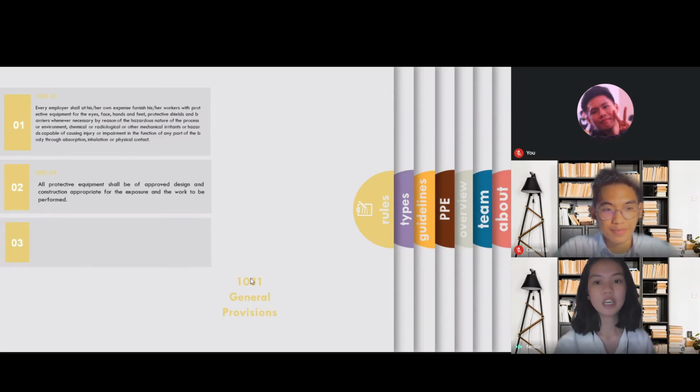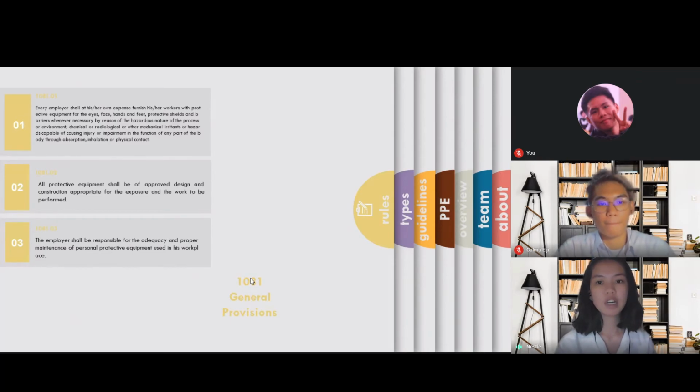Next is Rule 1081.03. The employers are held liable for the proper maintenance of the PPE of the worker. Sila yung mag-check, magme-maintain kung yung PPE ba na ginagamit ng worker nila ay good to be used or damaged na, para pwede na siyang palitan or i-dispose.